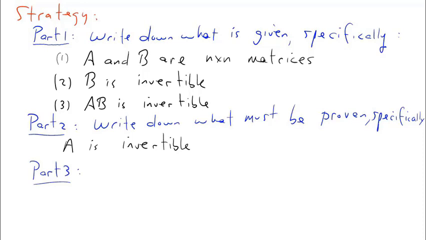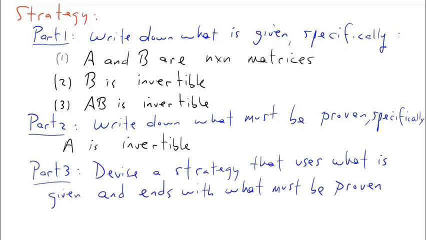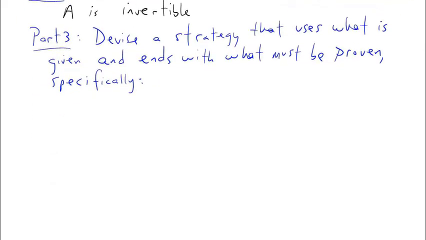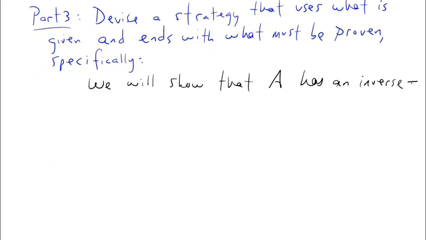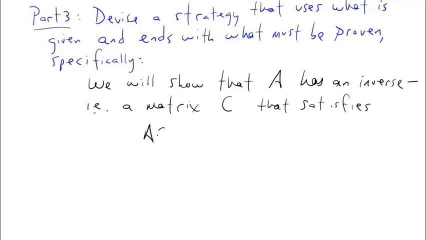And part three, devise a strategy that uses what is given and ends with what must be proven. Specifically, we'll show that A has an inverse. In other words, there's a matrix C that satisfies the following: A times C is equal to C times A equals the identity.